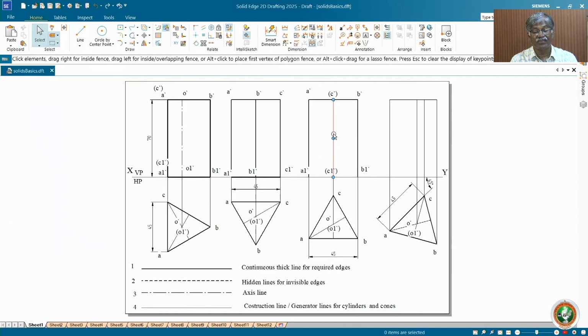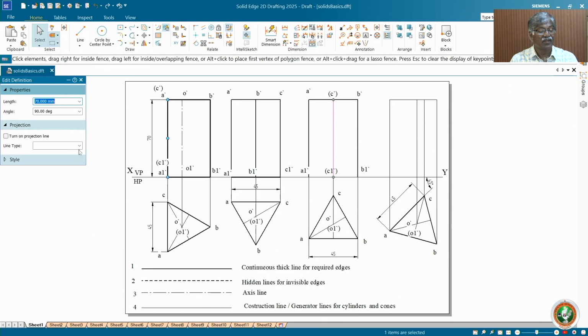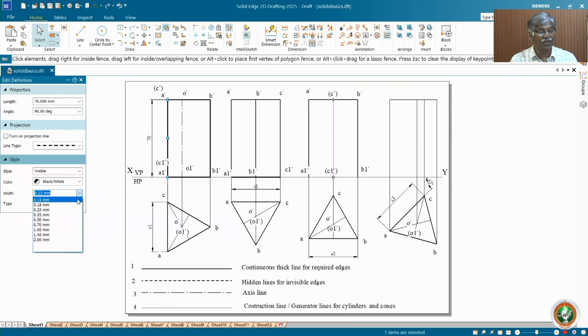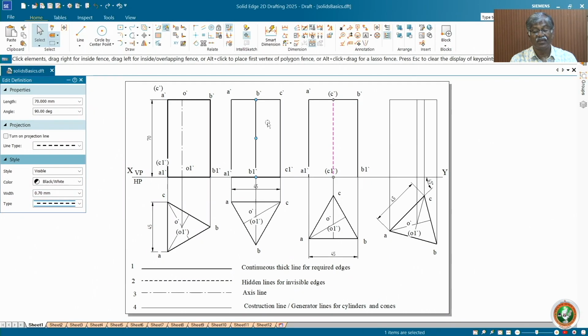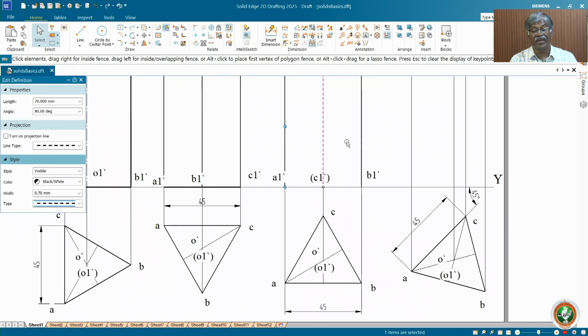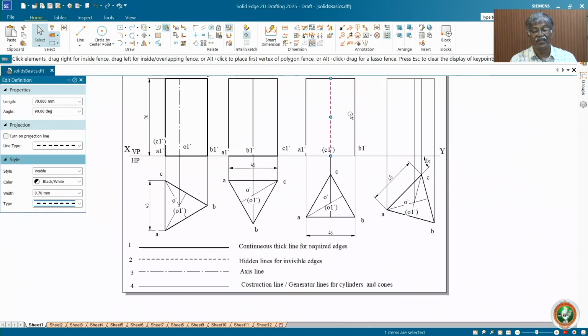Select this. The type of line is hidden line. I will repeat. The thickness is around 0.7, I am taking. Then this. This is how you get this type of line. This is not visible.